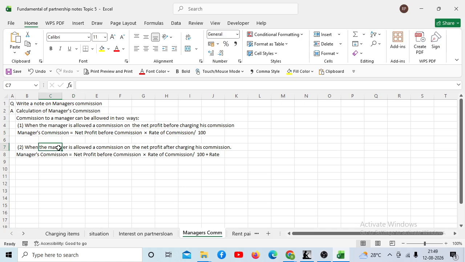But if the manager is entitled to a commission on the net profit after charging commission, then here, unless and until we know the manager's commission, we cannot know the net profit after charging commission. So in that case, whatever is the rate, we will add it to 100. Suppose the rate is 10 percent, we will divide by 110. Suppose the rate is 5, we divide by 105. Suppose the rate is 7, we divide by 107. Is this concept clear?